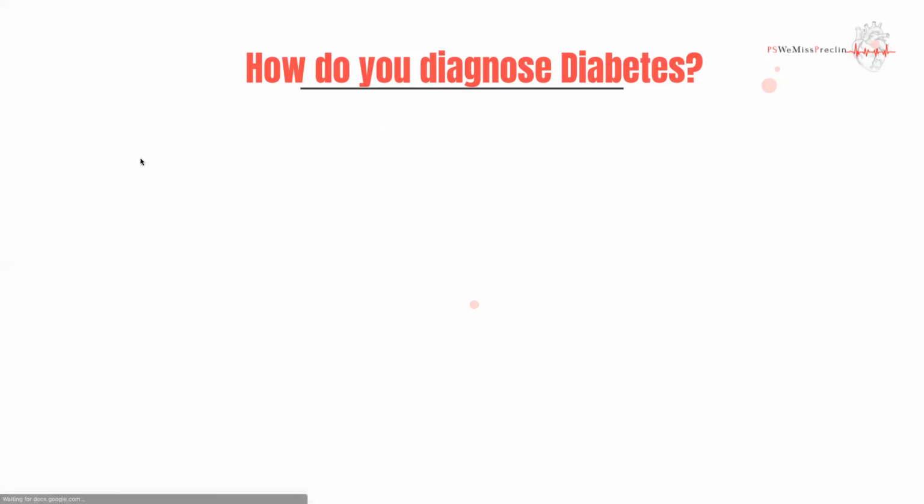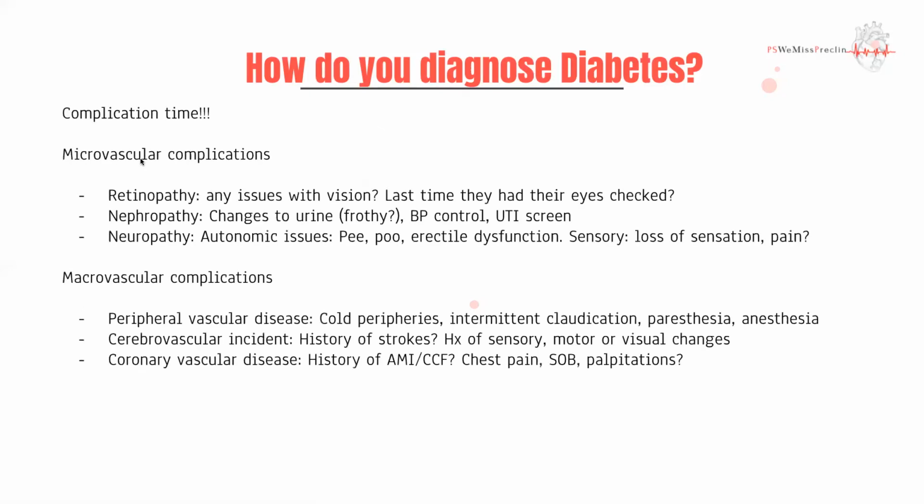Now let's talk about the complications that I addressed earlier. So with microvascular complications, retinopathy: have they had any issues with vision? And when did they last have their eyes checked? Nephropathy: changes to urine. They'd be leaking protein typically with diabetic nephropathy, so ask if it's frothy. Ask for BP control as well as UTI screens. Now, UTI screens are important because as you start peeing out more glucose, that is a very nutrient-rich medium for the growth of bacteria. So UTIs are important to screen for.